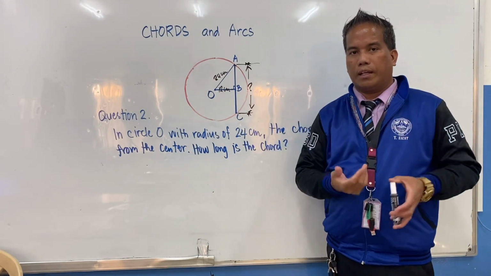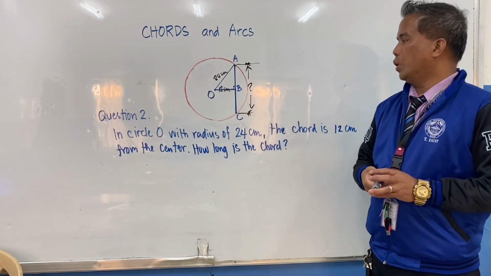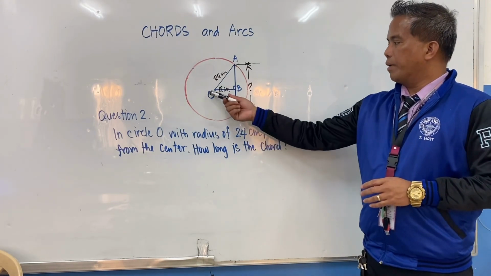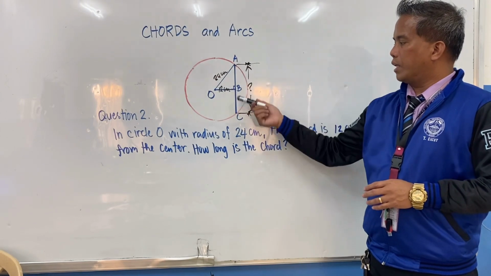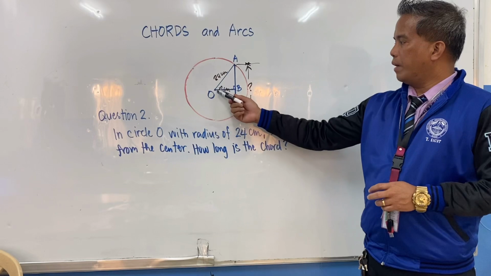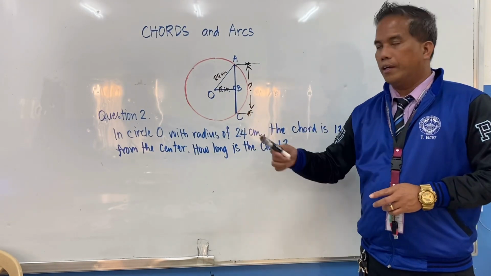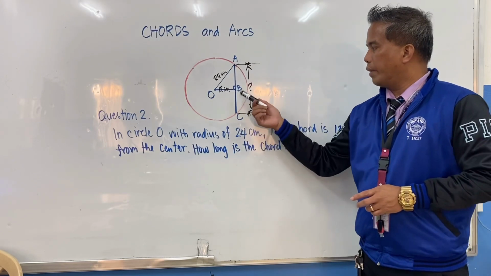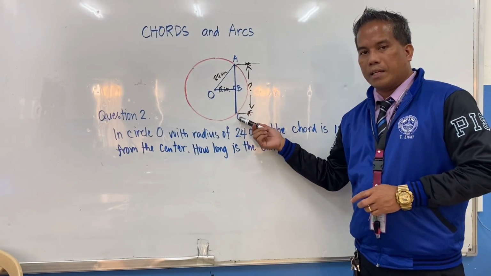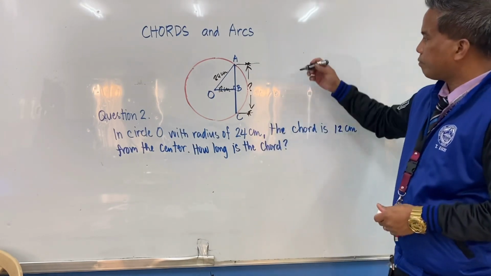Then once we get the value of AB, we just simply multiply by 2 because OB is perpendicular to segment AC. At the same time, OB bisects segment AC. So therefore, AB is congruent to segment BC. So let us show the solution.